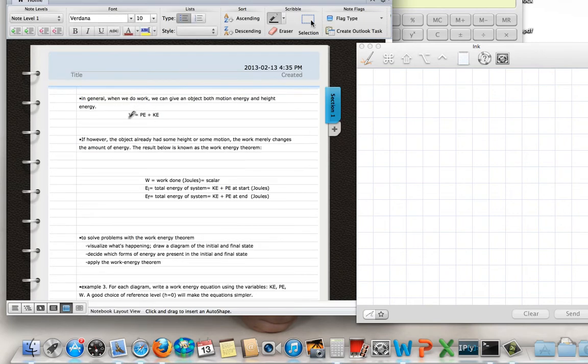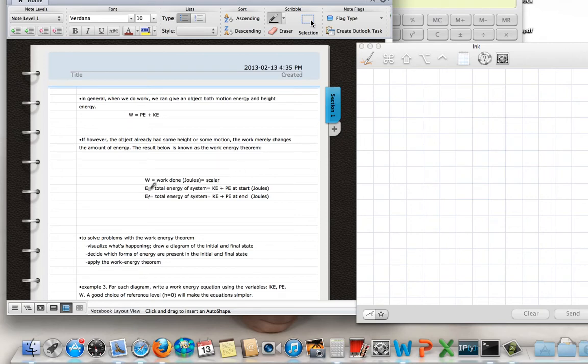Okay, so sometimes when we do work, we give an object kinetic energy. Sometimes when we do work, we lift it and give it potential energy. In general, you give it both. And even more generally, the object may have had some kinetic and potential energy at the beginning. Then you do work, you're going to end up with a different amount of kinetic and potential energy.